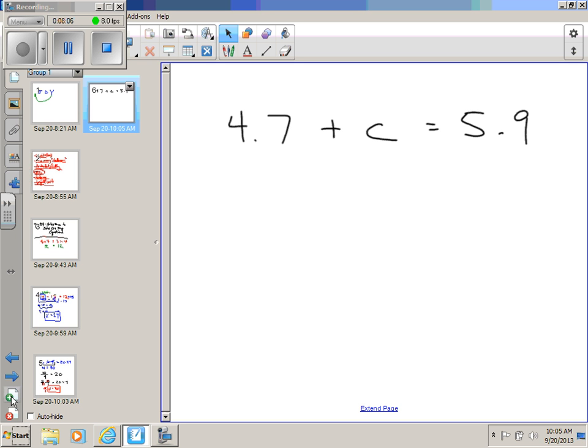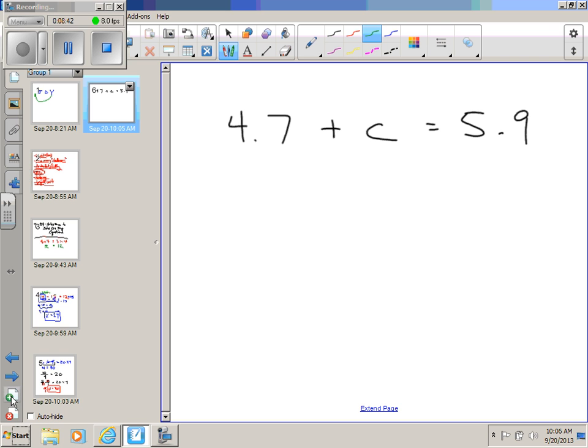Okay, now you may be able to use mental math for some of these. In fact, they will say solve using mental math. If you were to use mental math, you could just say, if I have 4.7 and I need to get to 5.9, how many more do I need to add to my 4.7? Brandon, 1.2. Now, if you can't figure that using mental math, can you switch the order here to know exactly what the opposite is? Or can you just go for it?